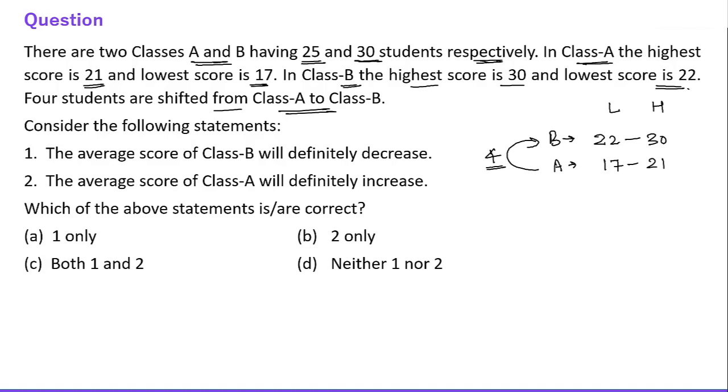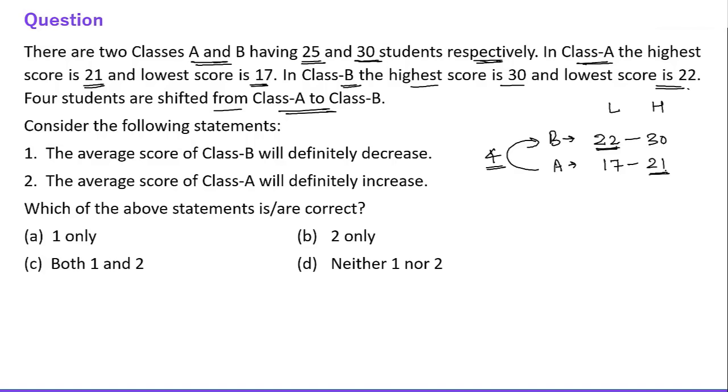See everyone, let's say even the topper of class A, suppose the top four candidates of class A are shifting to class B, they are still the bottom students in class B. Why? Because in class B, the lowest marks are 22, and here the highest marks are 21. So even the top four candidates shifting to class B will be the lowest candidates in class B. It means if four students from class A go to class B, then the average of class B will decrease.